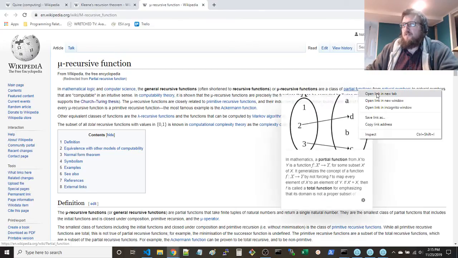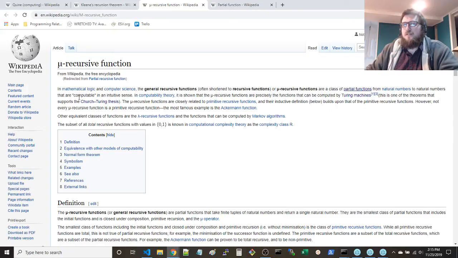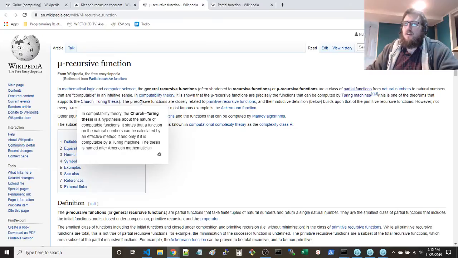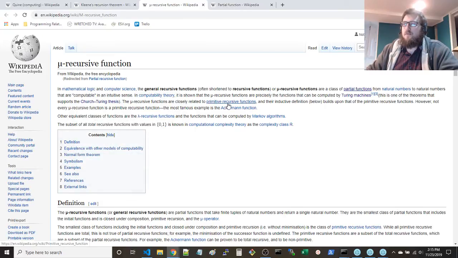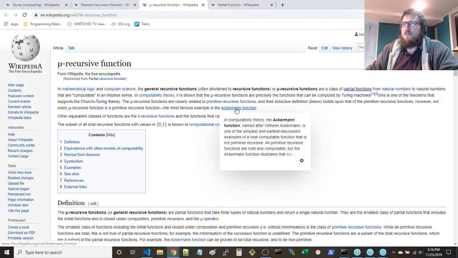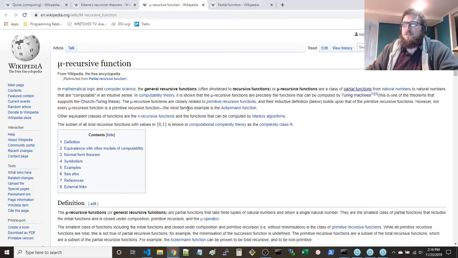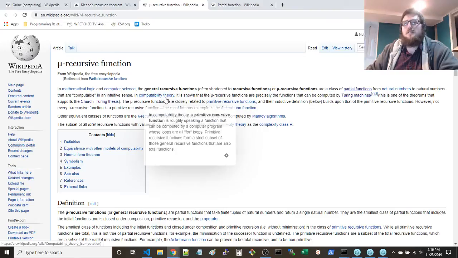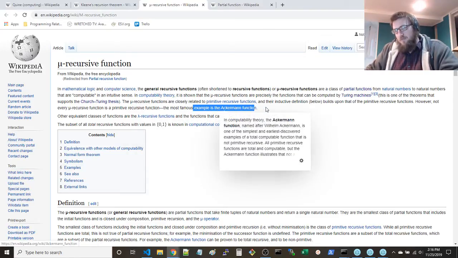Class of partial functions, what does that mean? Of natural numbers to natural numbers that are quote-unquote computable in an intuitive sense. In computability theory, it is shown that the mu recursive functions are precisely the functions that can be computed by Turing machines. Okay, this is one of the theorems that supports the Church-Turing thesis. The mu recursive functions are closely related to primitive recursive functions, and their inductive definition below builds upon that of the primitive recursive functions. However, not every mu recursive function is a primitive recursive function. The most famous example is the Ackermann function. So they're related to the primitive recursive functions, but not necessarily. There is an example of a primitive recursive function that's not mu recursive, which is the Ackermann function.